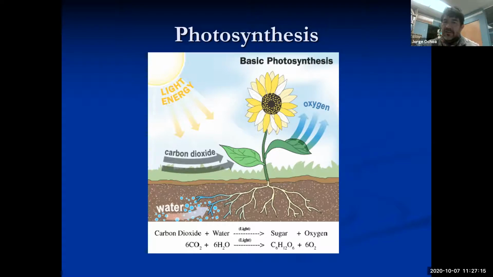They need the water because the water is going to be required for photosynthesis. The water is going to be absorbed from the soil through the roots. They are also going to require the carbon dioxide, which is going to be absorbed through the leaves. And in the presence of the light, the tree will create sugar, which it is going to use for its biological functions. And as a byproduct, it is going to release oxygen.